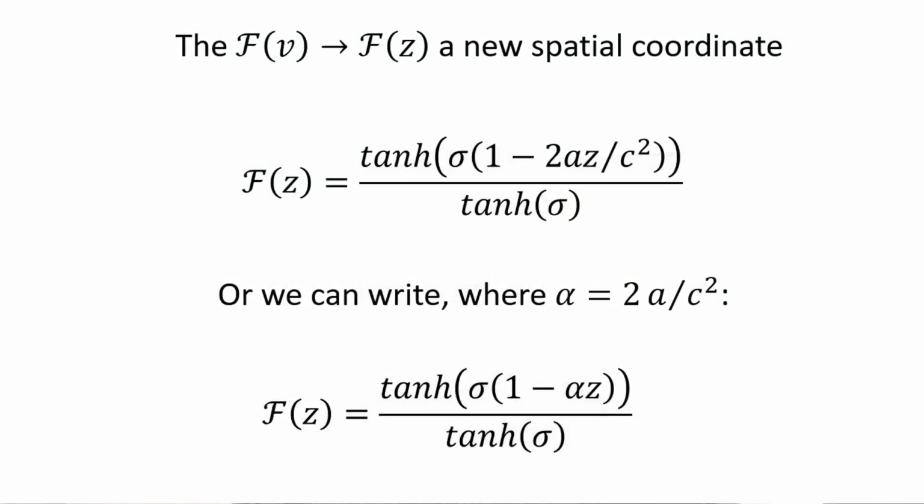So now we can write the transition function and have it depend on our spatial coordinate z. Here I defined a parameter called alpha, which has units of inverse length, and it's simply the acceleration divided by the speed of light squared.